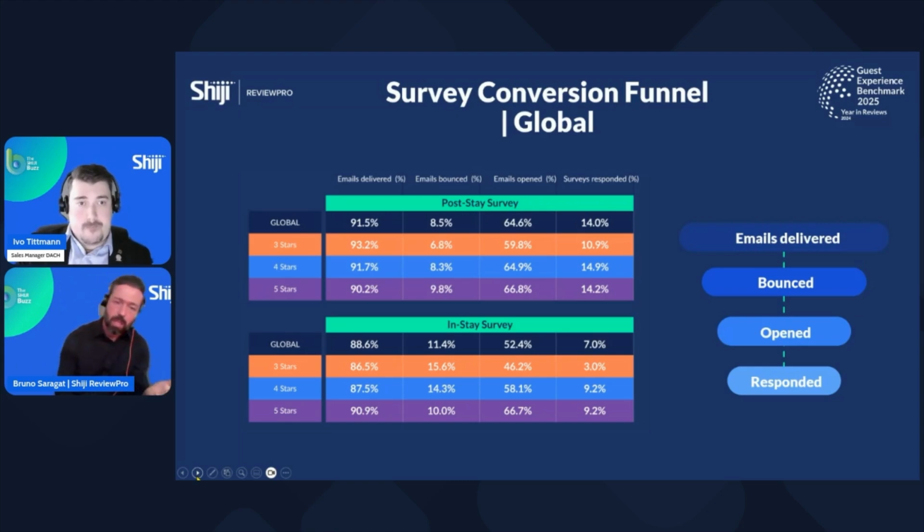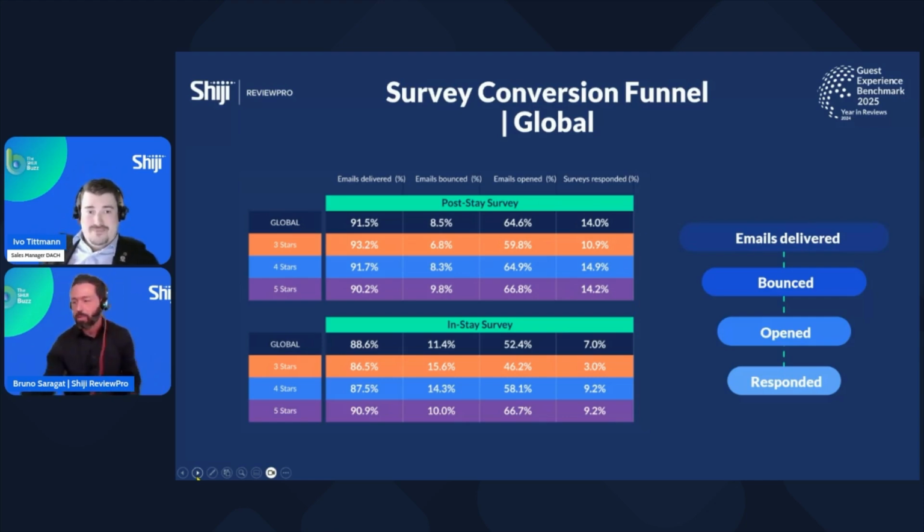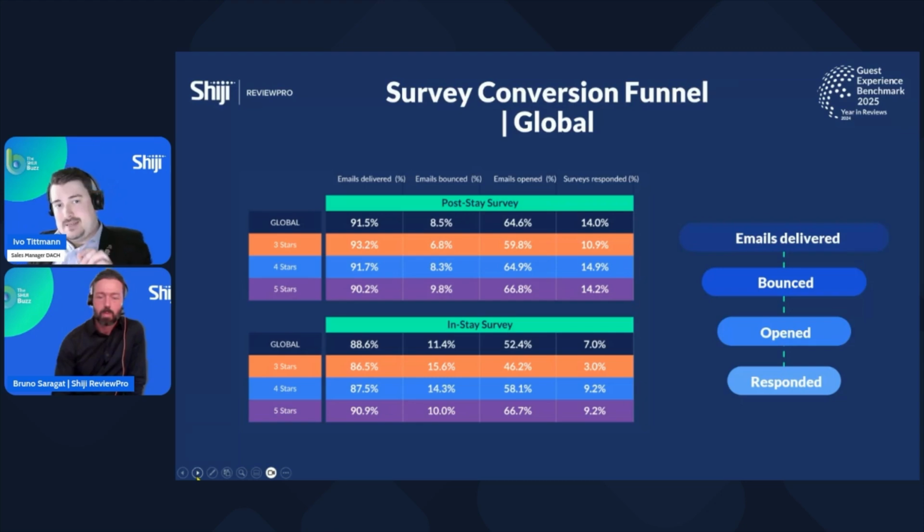Something different in terms of percentages is the in-stay survey. As you know, Ivo, the in-stay survey works in a different way. I don't know if you want to say more about this. I love the in-stay survey because it's so nice: you have the chance that the guest reviews his stay in your hotel while he is in your hotel. So you can avoid a negative review on the OTAs.